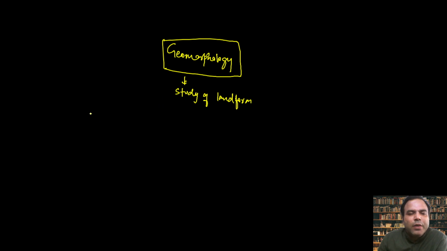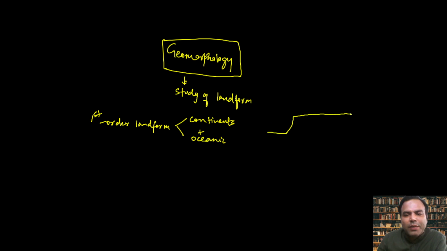The landforms you have to divide into different orders, like first order landform, second order landform, or third order landform. The first order landform is that which has a very clear distinction between two different types of earth crust. So the first order landforms we call the continents and the ocean surface, right? Continents and the oceanic surface. We already know the continent is what? The uplifted landmass, and ocean is the down area which is filled with water, isn't it?